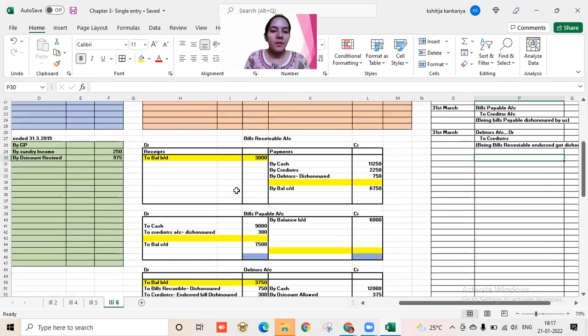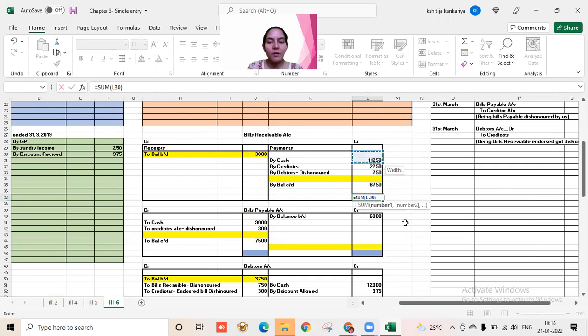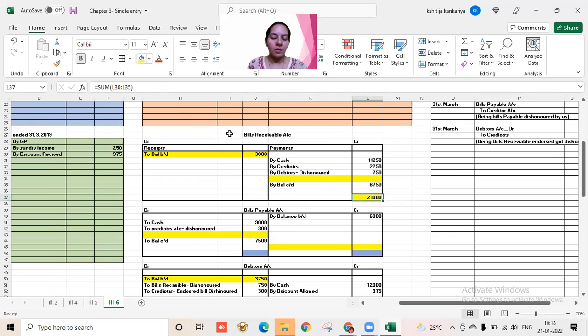Now come to the bills receivable. Now do we know the balance carried down here? Yes. So there was an opening balance of 3000. There is a closing balance of 6750. So there is some number which is missing on the debit side. What can be that number? Because here when we write down the balance carried down, take the total of the credit side first. First close the bills receivable and payable. Why? You will understand now. So total is 21,000. Copy this to the debit side, 21,000.